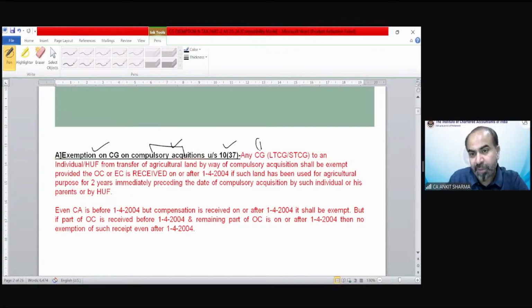The first important point is the gain, long term or short term, both exempted. So whether your asset is long term or short term, the gain would be exempted if the following conditions are fulfilled. To an individual or HUF. The second important point is this exemption can be availed by only an individual or HUF from transfer of agricultural land only. The third important point is exemption is only for agricultural land.